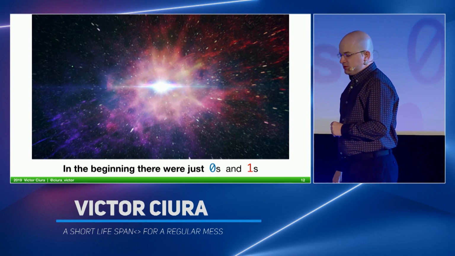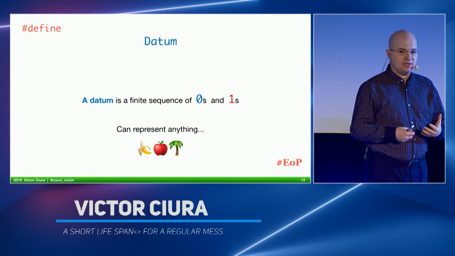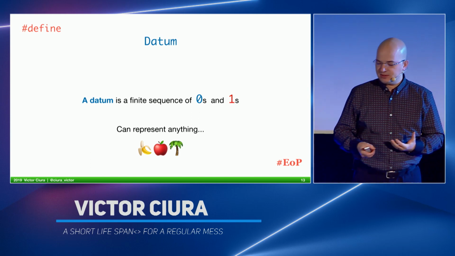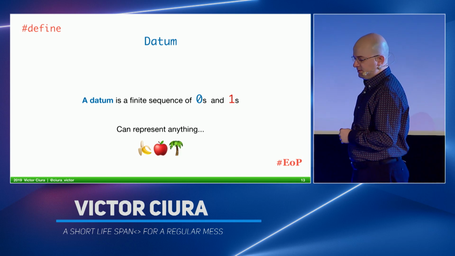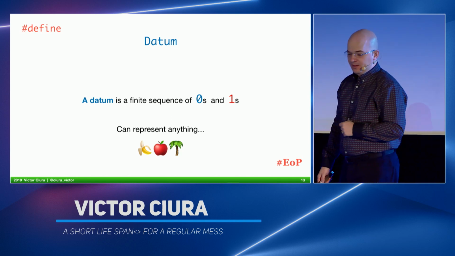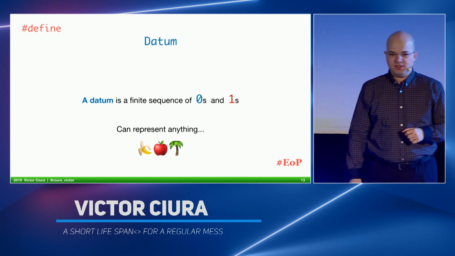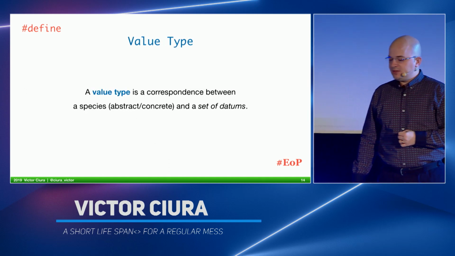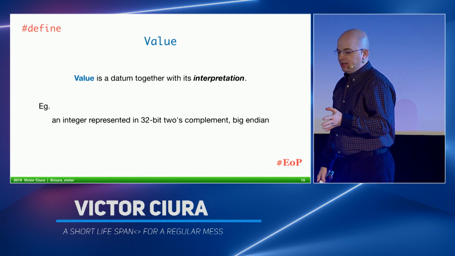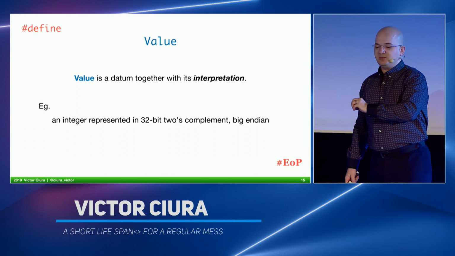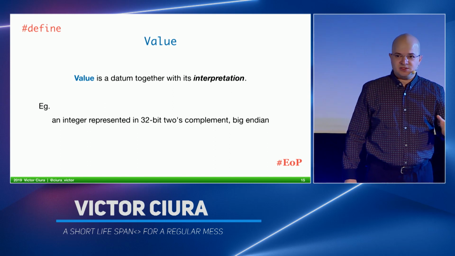But in the beginning, there was just zeros and ones. And we need to define a common vocabulary so we can properly discuss these concepts. I'm going to give a brief definition of these terms from Elements of Programming. So a datum is a series of zeros and ones, and they can represent anything. They have no meaning. A value type is the correspondence between a species and a set of datums. A value is a datum together with its interpretation function. For example, 32-bit integers in big endian representation is a value.